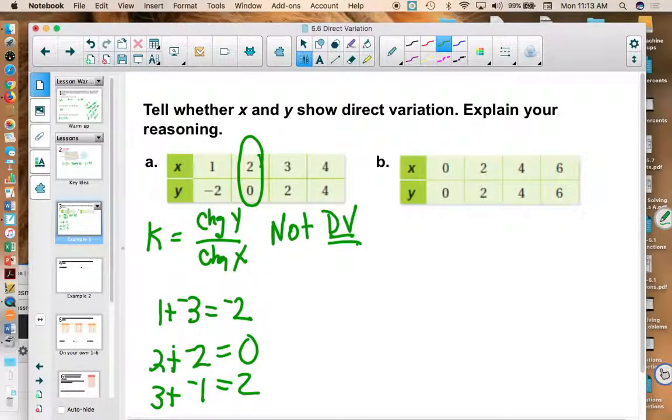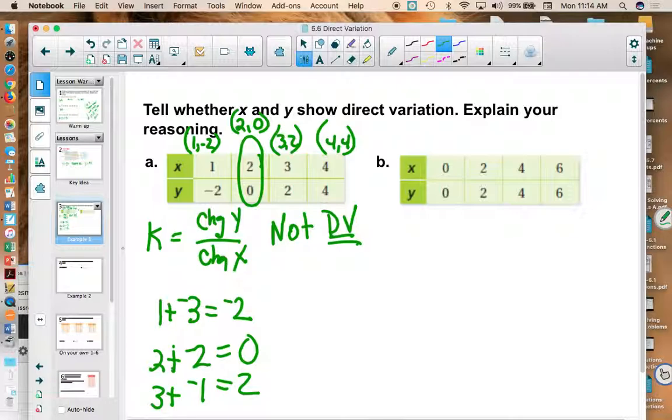Is that an ordered pair? X and Y, right? So the ordered pair here is 2, 0, right? The ordered pair here is 1, -2. Do you agree? This is 3, 2. This is 4, 4. Do I have a 0, 0 ordered pair? No. And if I don't have it, I don't have direct variation. Can't happen.